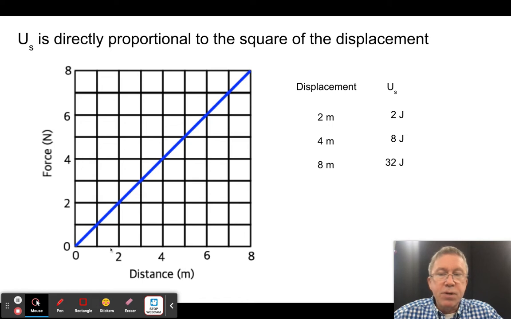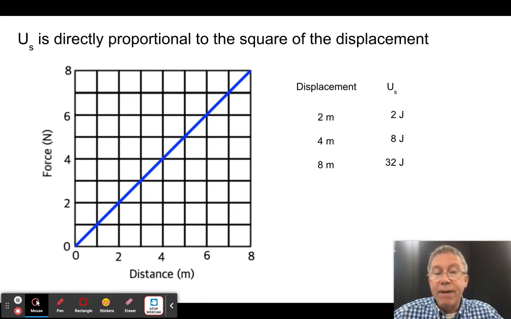So I can look at this and say, if I apply enough force to displace it 2 meters, I see the amount of force was 2 newtons, but it's a slope one. So if I want to calculate the area under the line, that's going to be the amount of work done. So I get 2 times 2, that's 4, divided in half, that's 2. So when I displace it 2 meters, it took 2 joules of work, or in other words, I put 2 joules of spring potential energy into the spring.